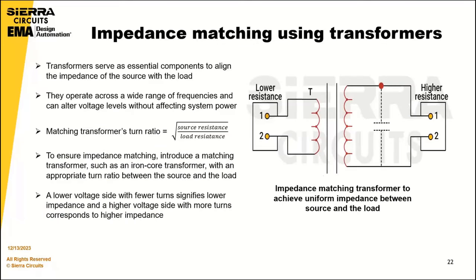Impedance matching using transformers. Transformers serve as an essential component to align the impedance of the source with the load. They operate across a wide range of frequencies and can alter voltage levels without affecting system power. Here's the formula to calculate the matching transformer's turn ratio. To ensure impedance matching, introduce a matching transformer, such as an iron core transformer, with an appropriate turn ratio between the source and the load. A lower voltage side with fewer turns signifies lower impedance. A higher voltage side with more turns corresponds to higher impedance.